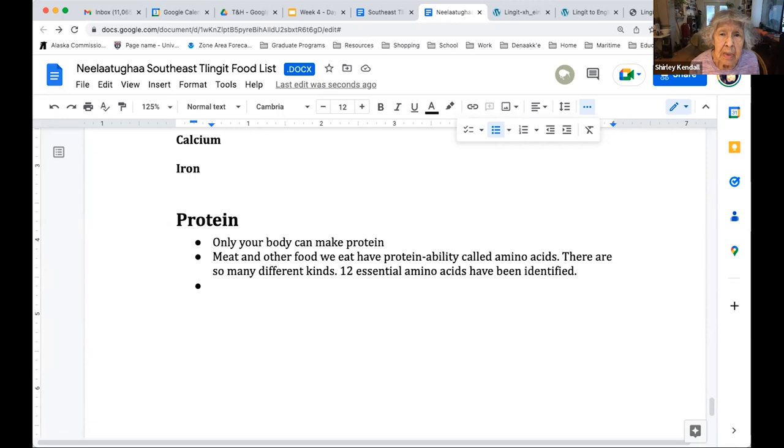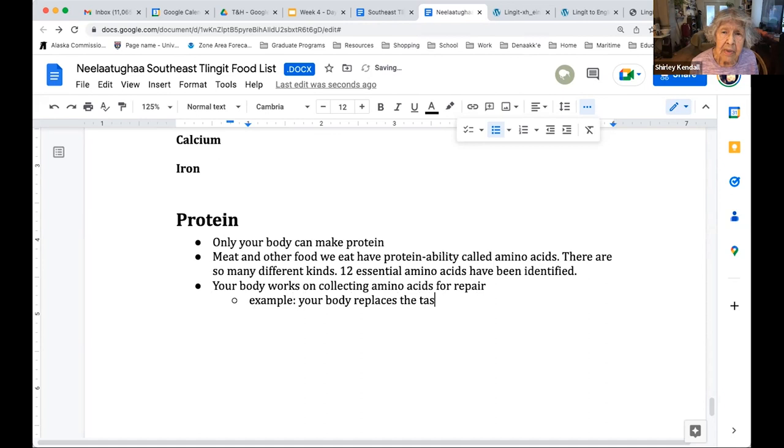There's all kinds of different amino acids in your body, but your body works on collecting because of repair and the work that it constantly does. Like I mentioned at the beginning, that your body replaces your taste buds every 2 weeks completely. So that's not the only thing it does, so it's constantly working. So you need that. And it collects these 12 essential amino acids to make protein.